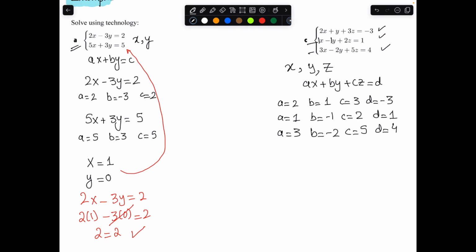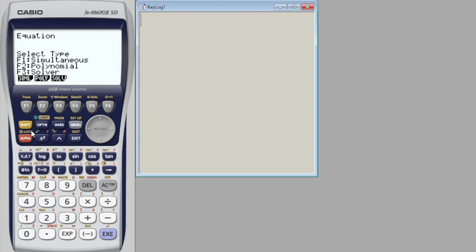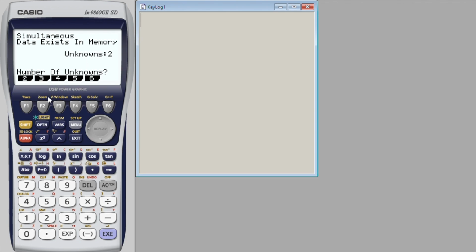Now let's try to put this in the calculator and see what answer we get for x, y, and z. That means a unique solution for this three-variable system of equations. To solve this, we will go into the equation module again. We will select simultaneous, and in this case our unknowns are 3, so we'll go for the unknowns 3, which is F2 in this case: x, y, and z.